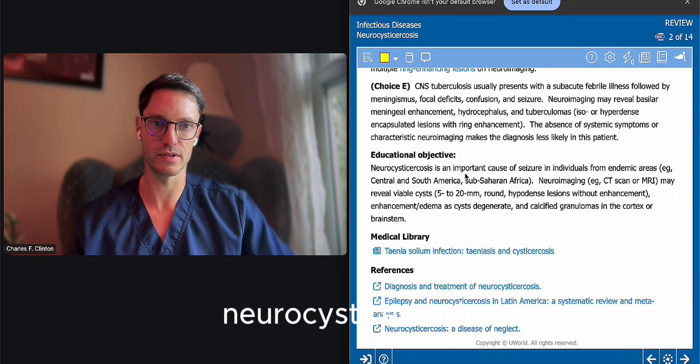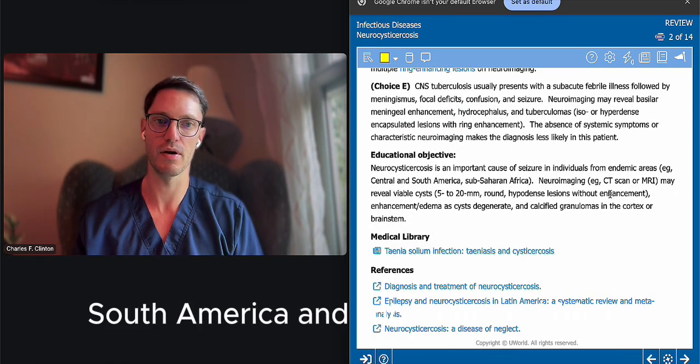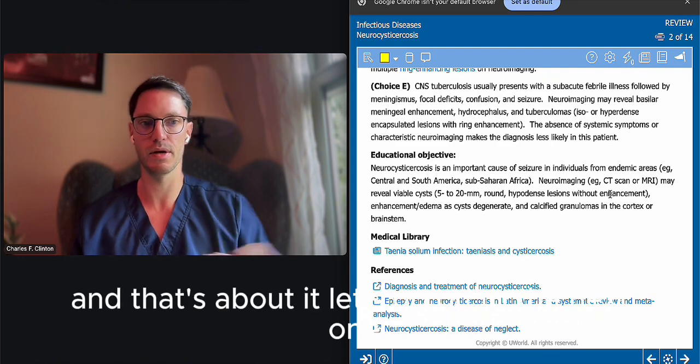So we already got that. Neurocysticercosis, more in endemic areas such as Central and South America and Sub-Saharan Africa. And that's about it. Let's go on to the next one.